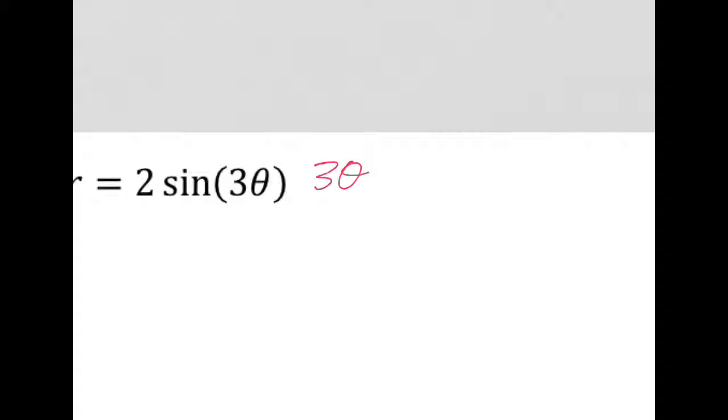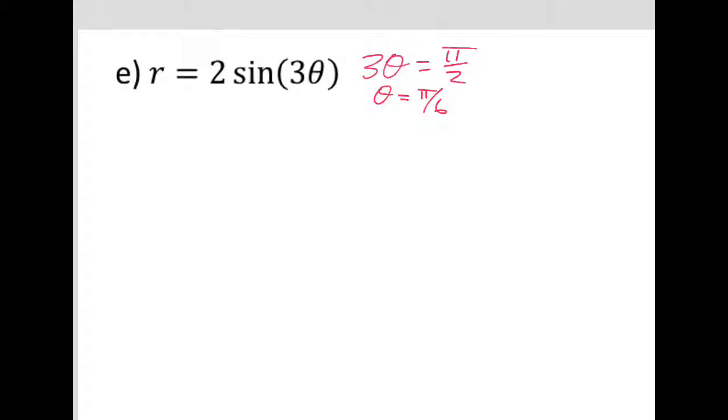Let's set 3 theta equal to pi over 2. This will tell us where we get all of those key points, the axis, the maximum, and the minimum. So divide by 3 to get theta equals pi over 6. So now we want to sketch in our cycle.